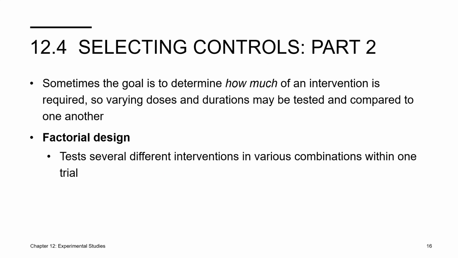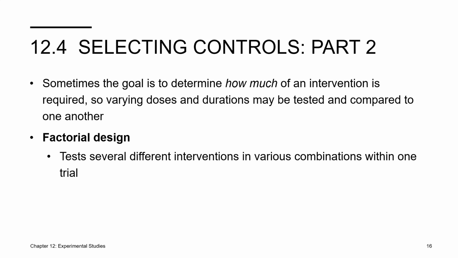Section 12.4 goes over more in detail in the second part of selecting controls, and really part of what you want to do, so not just select those controls, but you want to determine how much of the intervention is required. So if it's a health education intervention, it could be that instead of doing 2 sessions a week, 1 may be sufficient. If it's a new dose of a treatment, you may want to have a lower dose that is just effective enough to treat, so that you don't have to put potential harm to the participants for other side effects.